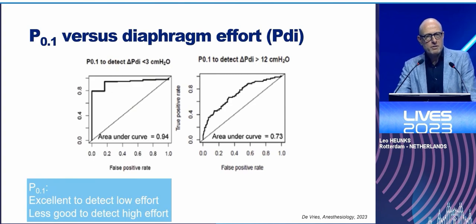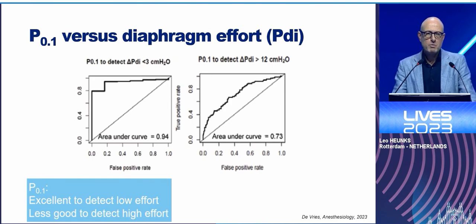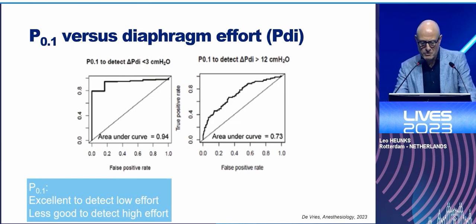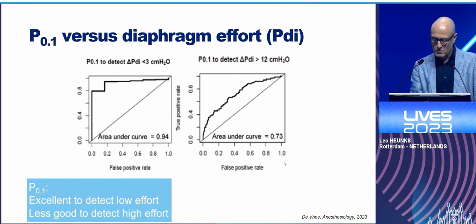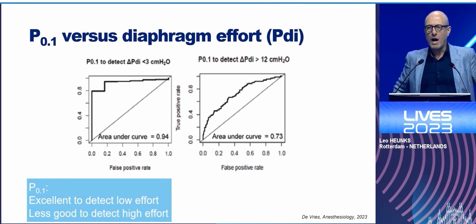Does it provide a good estimation of diaphragm effort, transdiaphragmatic pressure? Well, going short, P.1 is very good in detecting patients with a low breathing effort, but not so good, as you can see in the ROC curve right here, in detecting patients with a high breathing effort.